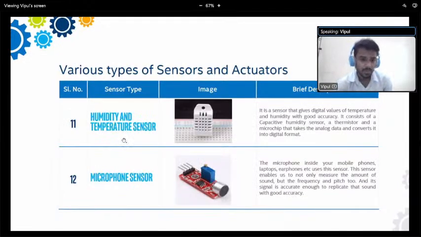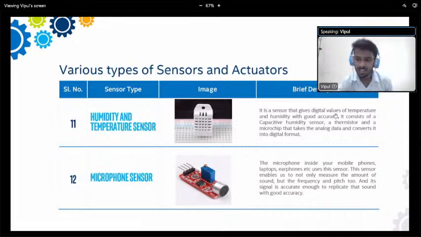The next sensor is the humidity and temperature sensor. It is a sensor that gives digital values of the temperature and humidity with good accuracy. It consists of a capacitive humidity sensor, a thermistor, and a microchip that takes analog data and converts it into digital form. In your lab, you can see sensors like this. This is the DHT22 sensor, and similarly there is a blue color sensor called the DHT11. It simply measures the relative humidity in the air and the temperature.